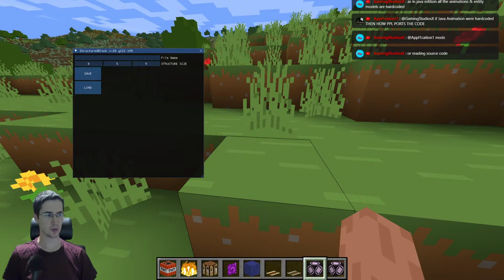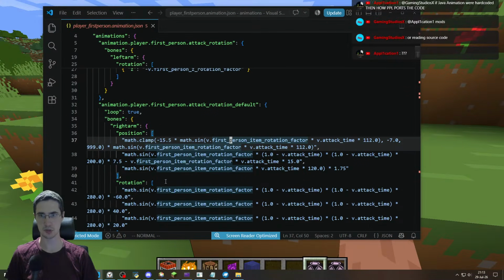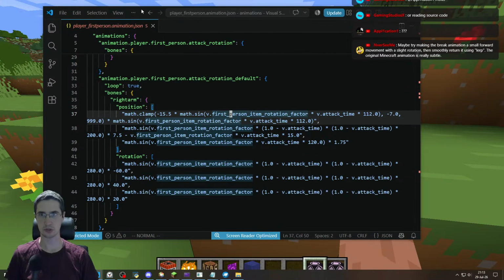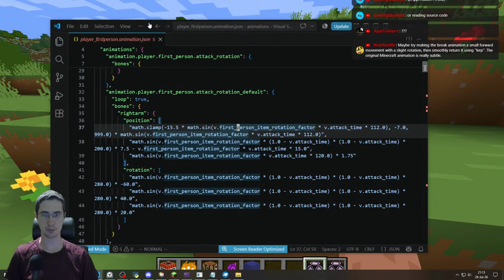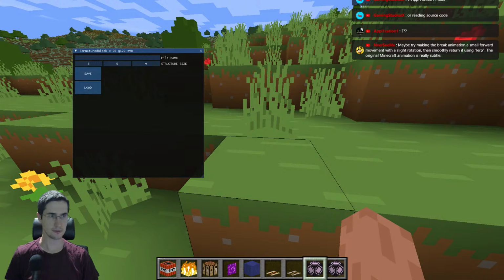It's not a problem that the Java animations are hard-coded. We will just use this resource. If this brings us the same result, I'm fine with that.